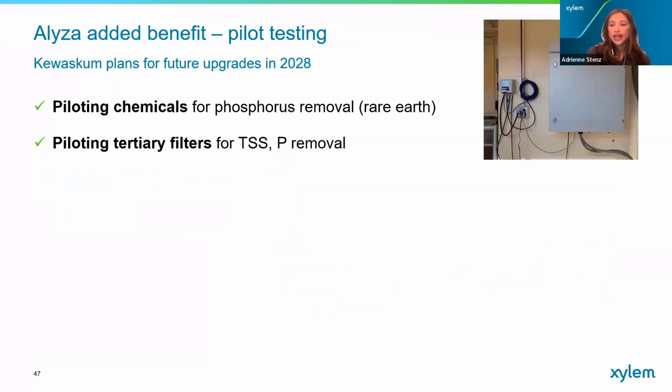At Kewaskum, the ELIZA is doing more than just monitoring and controlling chemical dosing. It's providing deeper insights into the entire treatment process. The plant is looking ahead to future upgrades in 2028, preparing to meet ultra-low phosphorus and TSS limits. To get ready, they piloted both rare earth chemical phosphorus minerals and a tertiary filtration system. The ELIZA has been instrumental in these pilots by giving operators real-time phosphorus data to evaluate performance.